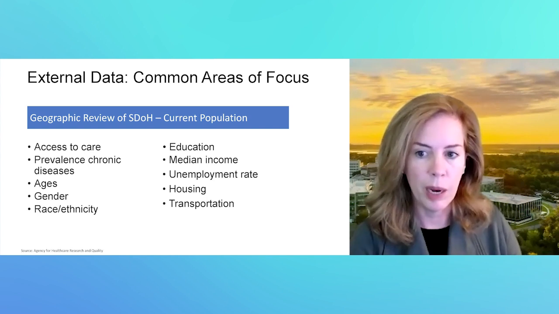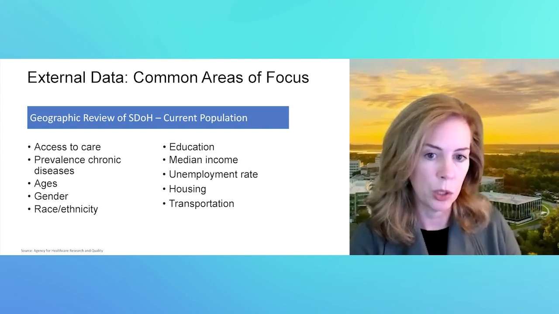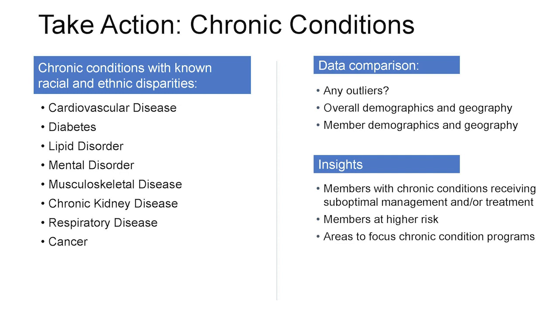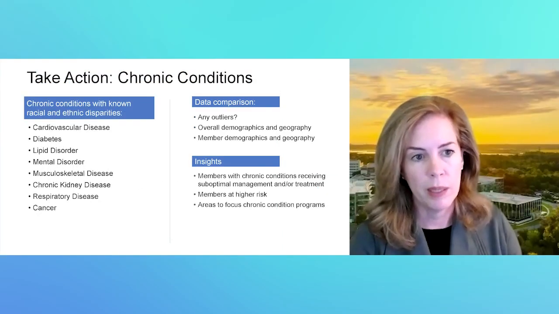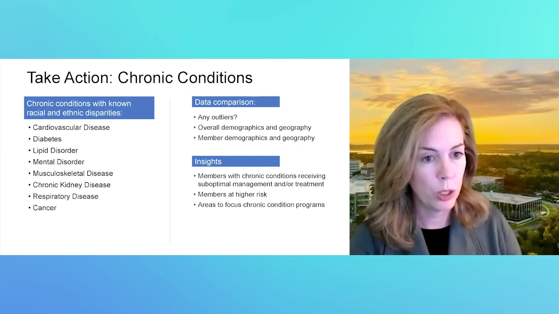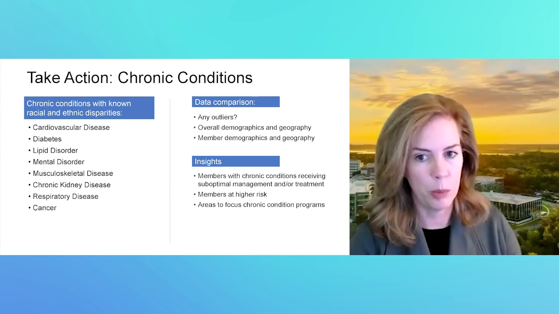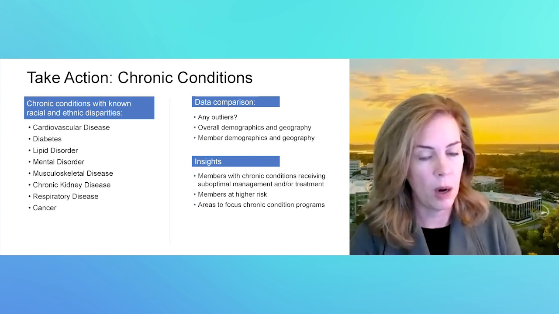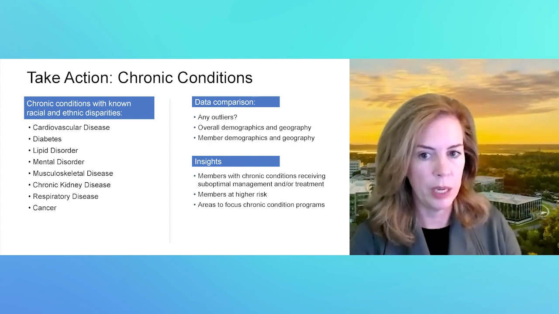So now that you have the guidelines, here's an example of what you're looking for. So I pulled a list of chronic conditions with known racial and ethnic disparities. So when you look at this, one important thing to think about is, does this line up with your data? Or do you have an outlier? And outliers are important. So it depends often on the industry and location of your employees.